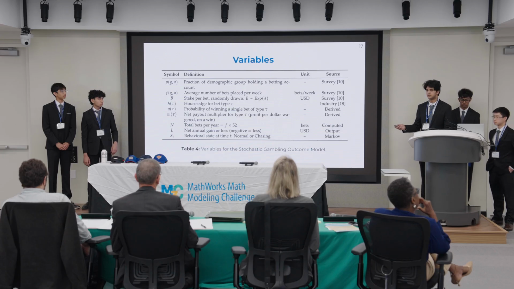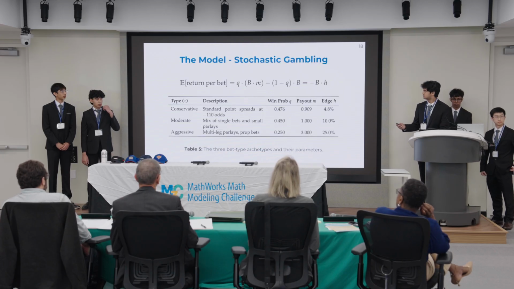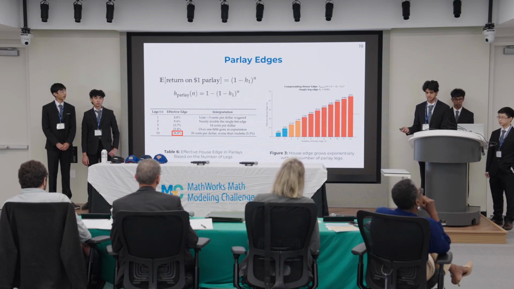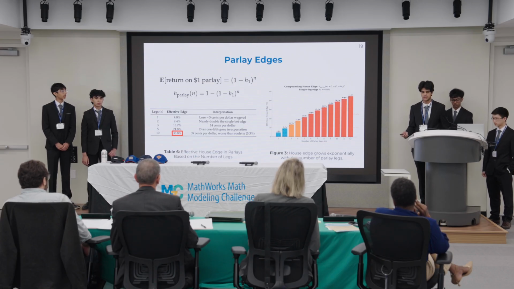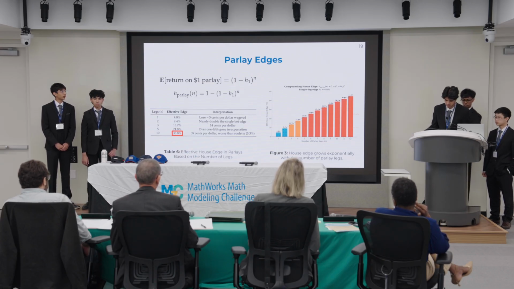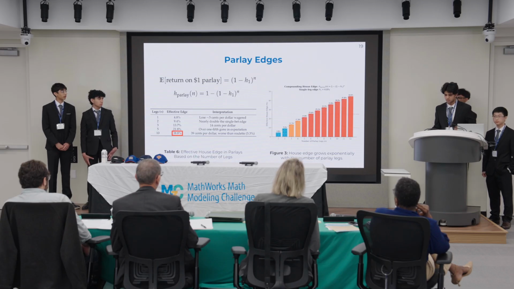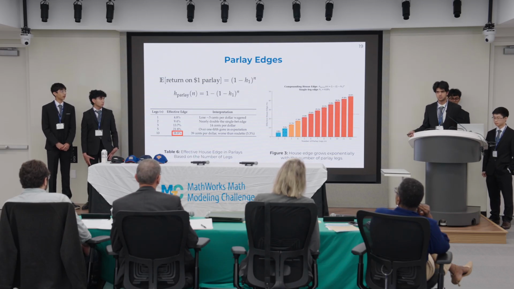This table maps every variable to its source. Account rates and bet frequencies come from the Siena survey, and the house edge comes from AGA industry data. Stake sizes are drawn from an exponential distribution because bets are usually small with occasional larger ones, matching observed patterns. The behavioral state determines whether someone is betting normally or chasing losses.